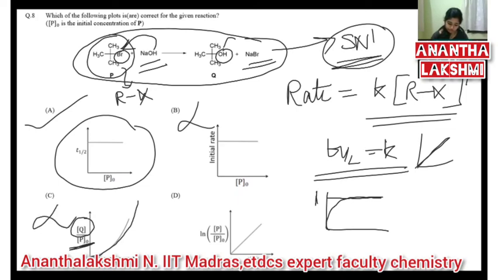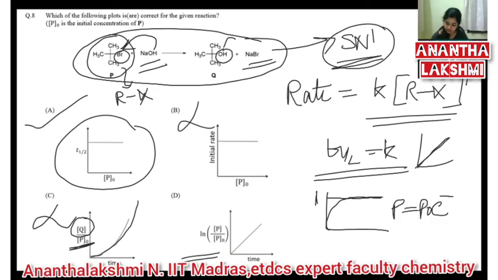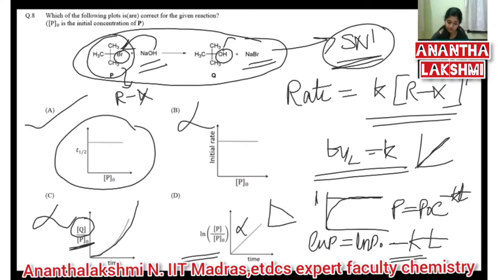And what about this? ln P by P naught. For a first order reaction, P is given by P naught e power minus KT. If you take ln of this, ln P will be ln P naught minus KT. So the slope is negative, minus K, and not positive. So this is also wrong because we should get a negative slope. So the only correct answer is A. We are done with that.